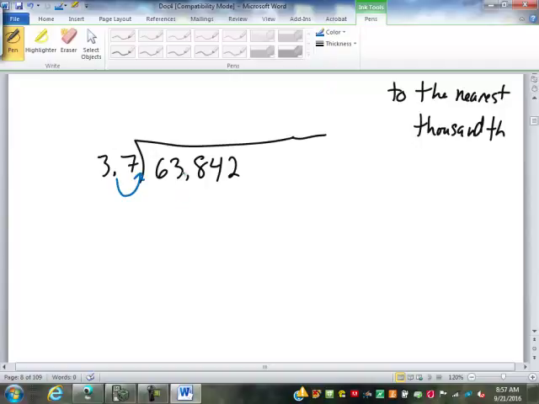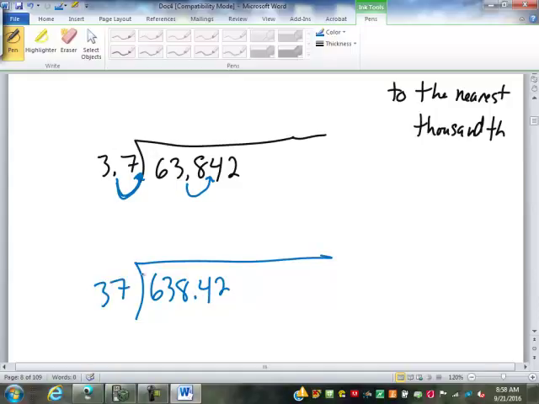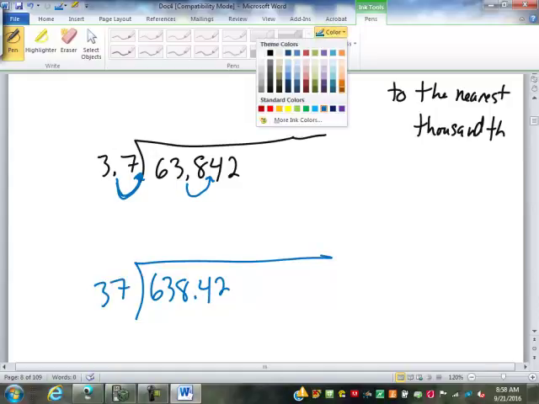Well, calculator is a good option. Very good. We don't divide by a decimal. We get rid of the decimal in the number we're dividing by. There's one decimal point there, so we move it over one spot, but that means we have to come over here and do the same. We move that one over one spot. This becomes 638.42 divided by 37.